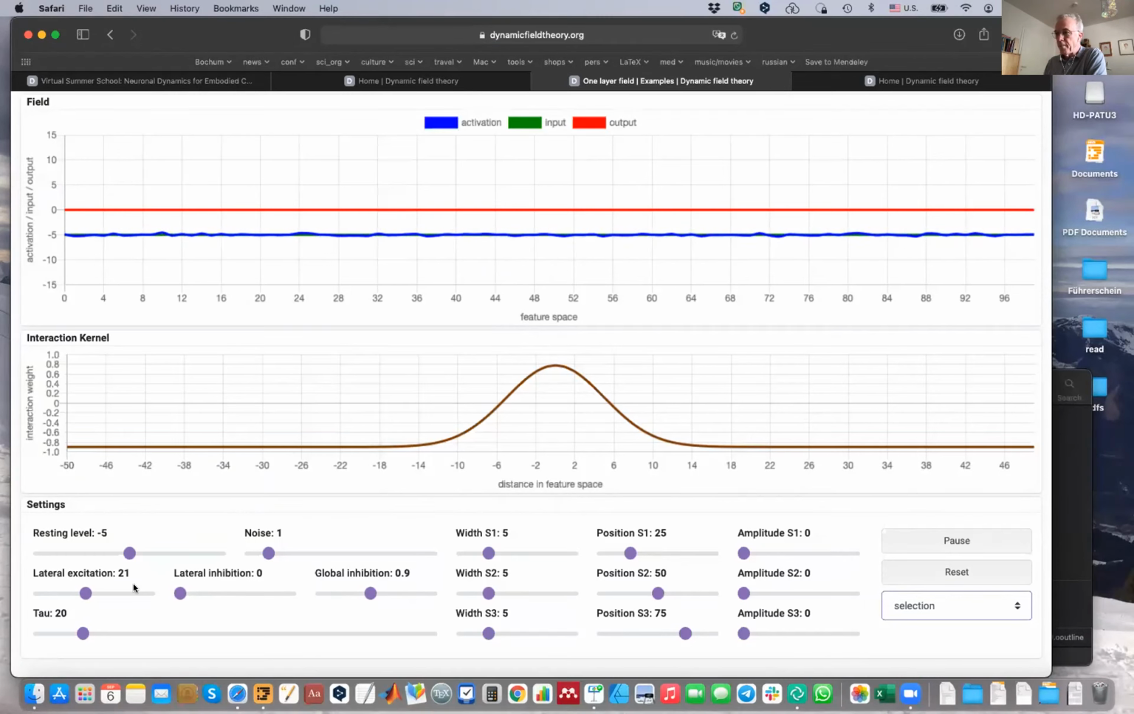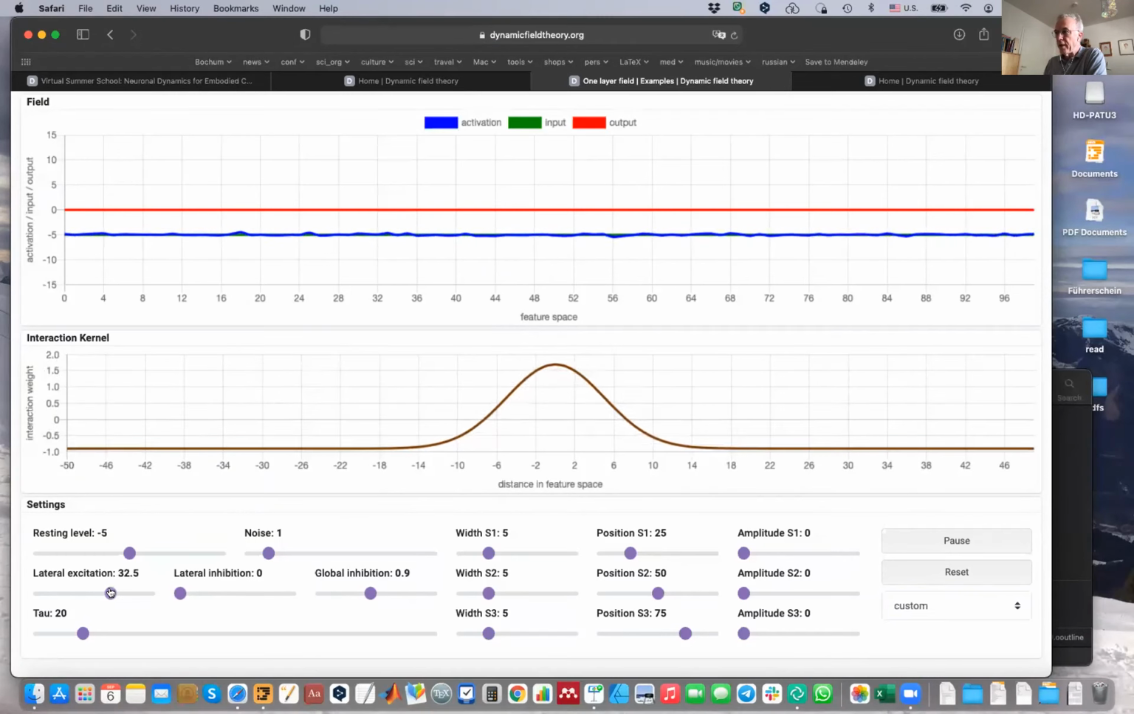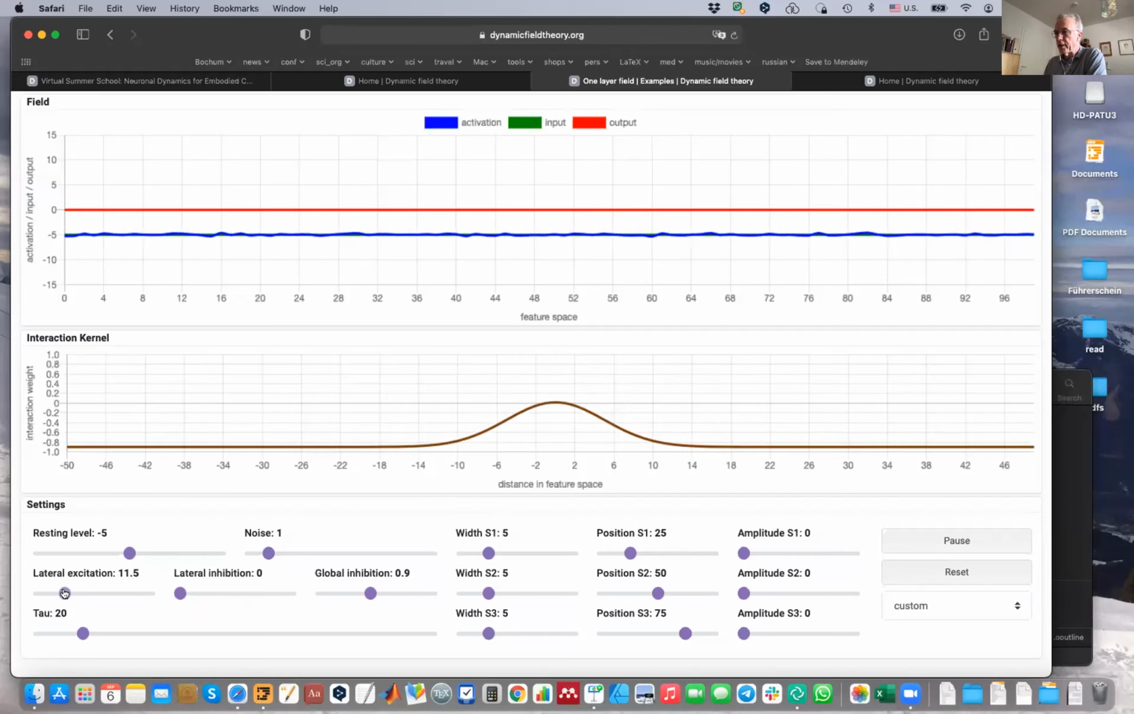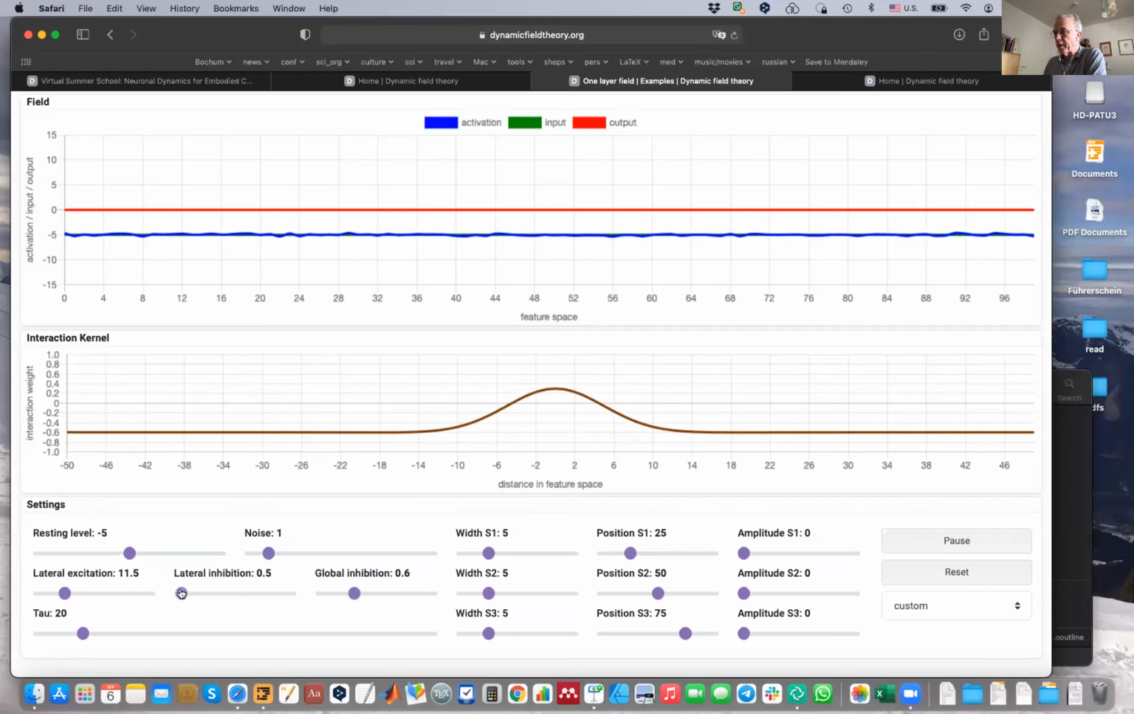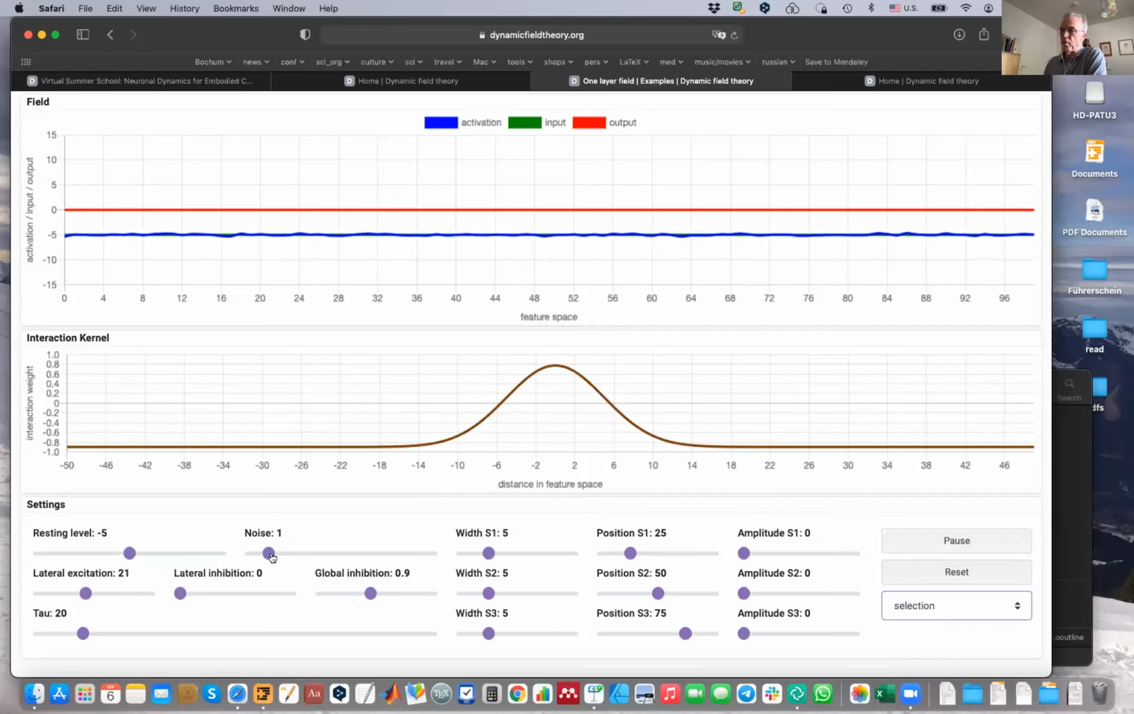You can actually reshape that kernel. You can vary its local excitation. You can vary here how strong that global inhibition is. And you can also make a Mexican hat. That is, you can introduce a Gaussian inhibition. Currently, I just want to use this default one.